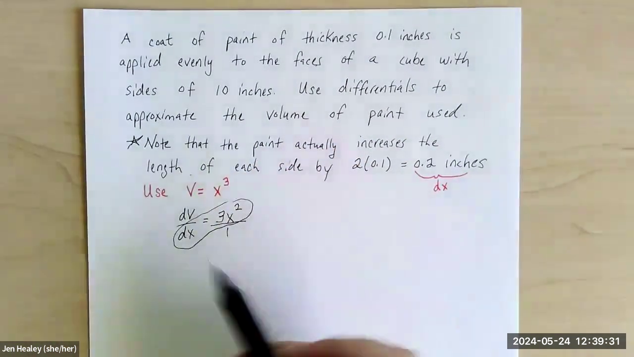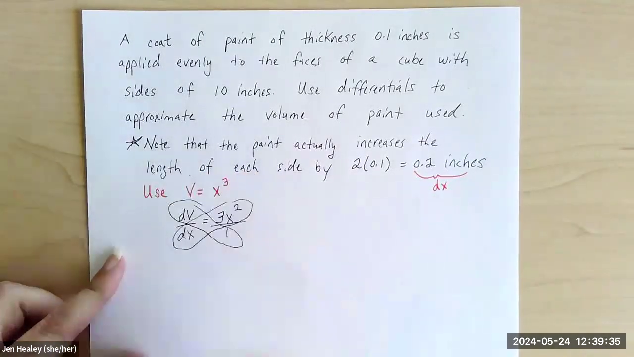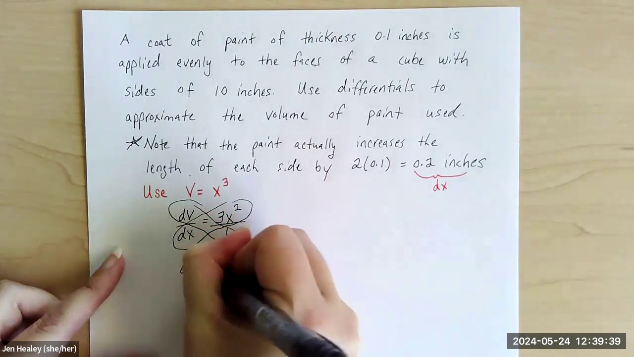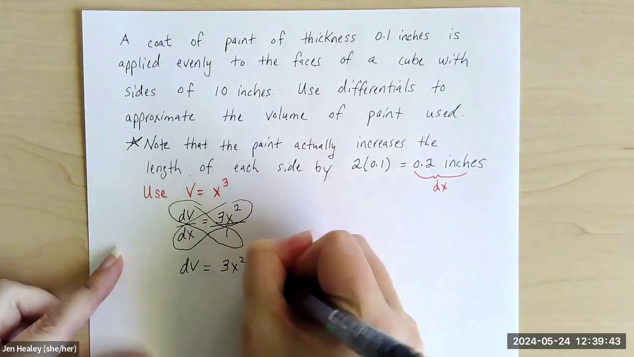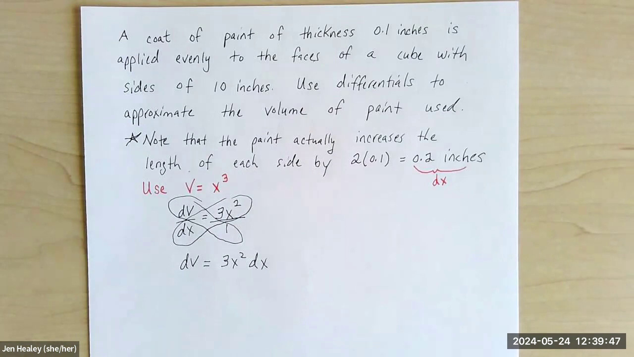And so this direction, I would say, that way's easy. dV times 1 is just dV. And this is equal to 3x squared dx. And here's how you're doing your approximation. We're using that for my dx.